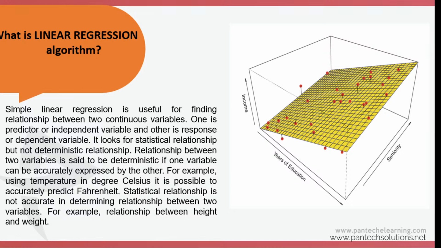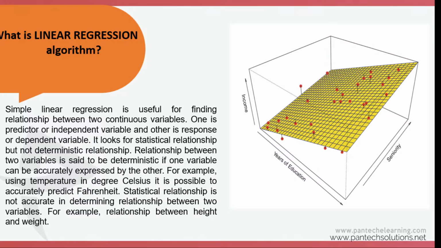Here comes linear regression. What is this linear regression algorithm? Simple linear regression is useful for finding the relationship between two continuous variables. One is the predictor or independent variable and the other is the response or dependent variable. It looks for a statistical relationship but not a deterministic relationship.